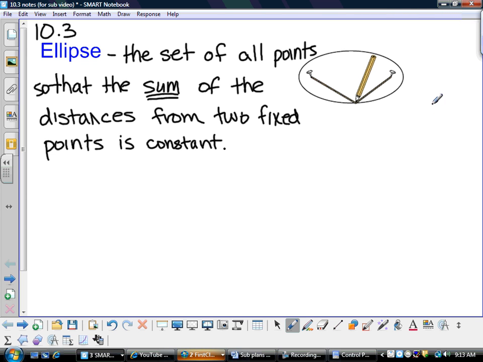In this picture of the ellipse, these two thumbtacks are like the two fixed points, and you can see if you had a string, you could take it around the outside, and no matter what point you were at around the outside of the ellipse, the sum of the two distances would always be the same. So those two blue lines would add up to some fixed number.